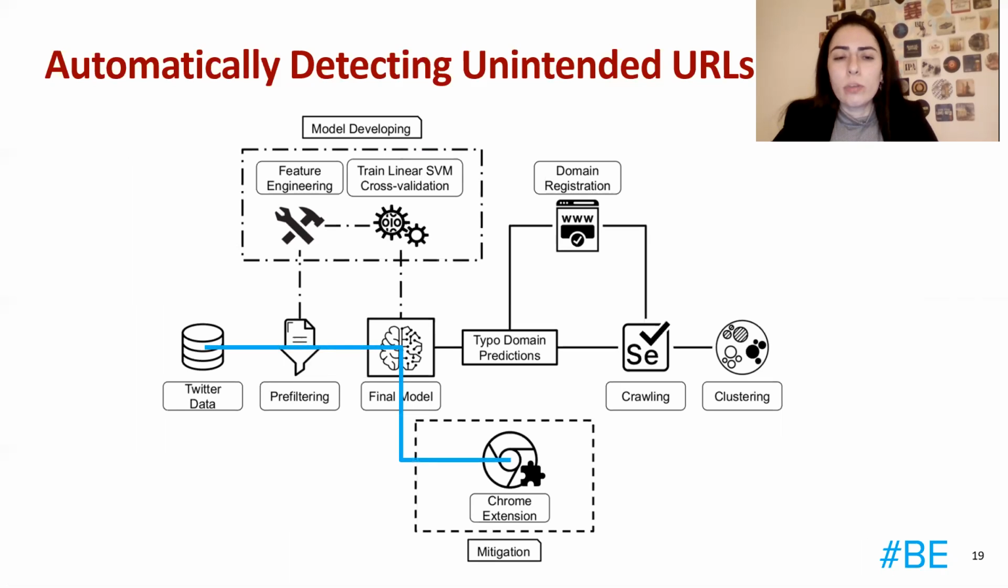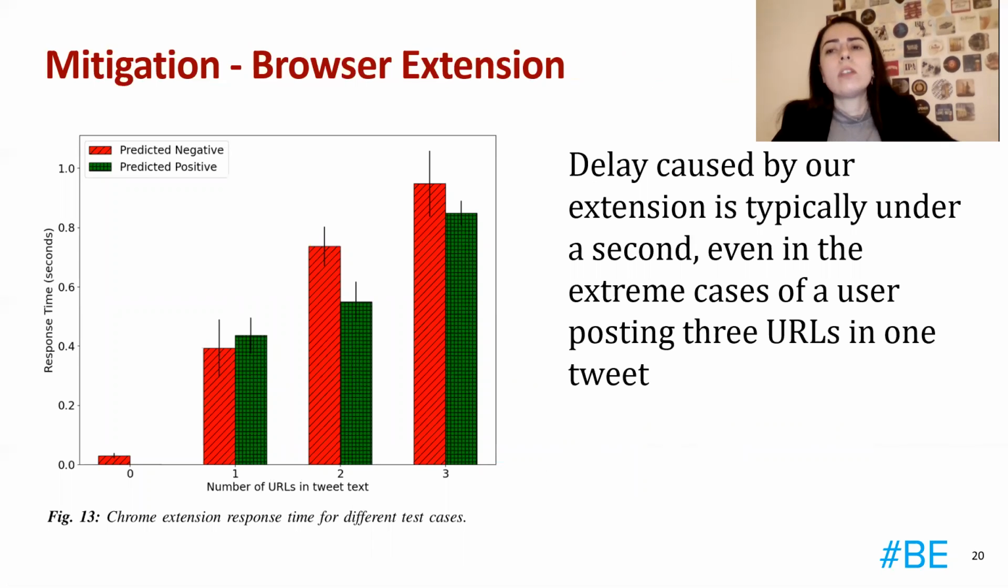Finally, we developed a Chrome extension. By using our classifier, this extension is able to predict an unintended URL inside of a tweet when a user tries to post a tweet. And it can also warn this user by showing a dialog box. We wanted to see the performance effects of our browser extension, and we observed that the delay caused by our extension is typically under a second, even in the extreme cases of a user posting 3 URLs in one tweet. Here we note that Twitter can implement something like our extension in their own platform as a mitigation to this problem.